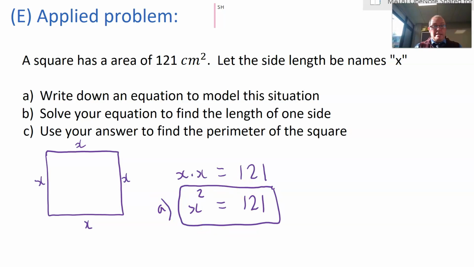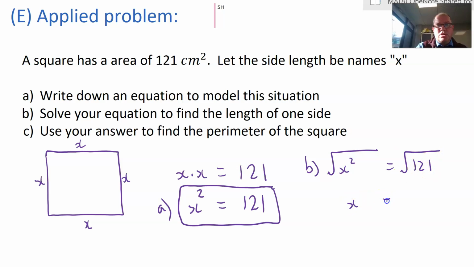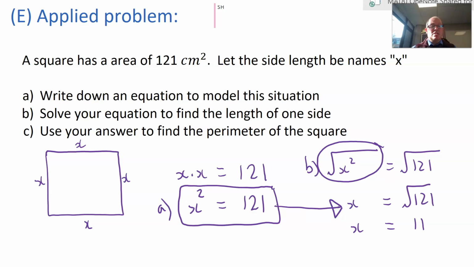Now let's solve the equation. To undo squaring, you do the square root. So for B, I'm going to do the square root of x squared equals the square root of 121. And square rooting undoes squaring, and you get square root of 121, which is just 11. Now, lots of mathematicians won't show that step. They'll go straight to that line there, because they know that the square root of x squared is just x. So often they'll miss out showing the square root of x squared. You can show it or not.